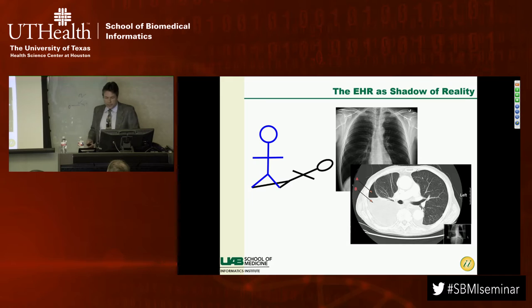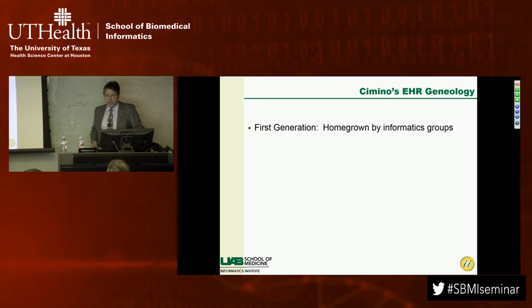Okay, so I have my genealogy. I made this up recently. So first generation: homegrown systems by informatics groups, in Utah, in Indianapolis, in New York, in Vanderbilt, in Nashville. All these places had an informatics group that said, we've got to build something applying computers to patient care, and they took the patient record and said, how do we make that better? People had ideas about things they could add to it, so we'd see decision support, better visualization, a lot of enhancements. Very clever stuff, but they have been gradually getting replaced until I think they're almost all gone.